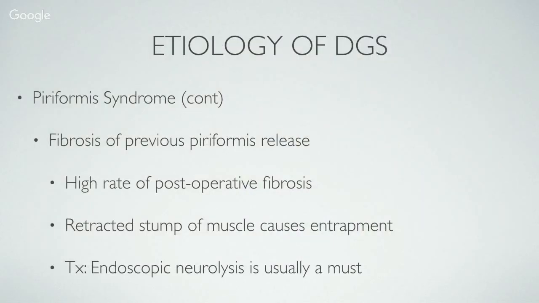Another secondary cause of piriformis syndrome is fibrosis of a previous piriformis release. It's actually pretty common after piriformis release to see the piriformis muscle retracted, and then you get the impingement of the sciatic nerve at that muscle belly. Usually that infiltration technique where they inject that large amount of injectate doesn't work quite as well to help patients with this, and the surgery is really the biggest option.